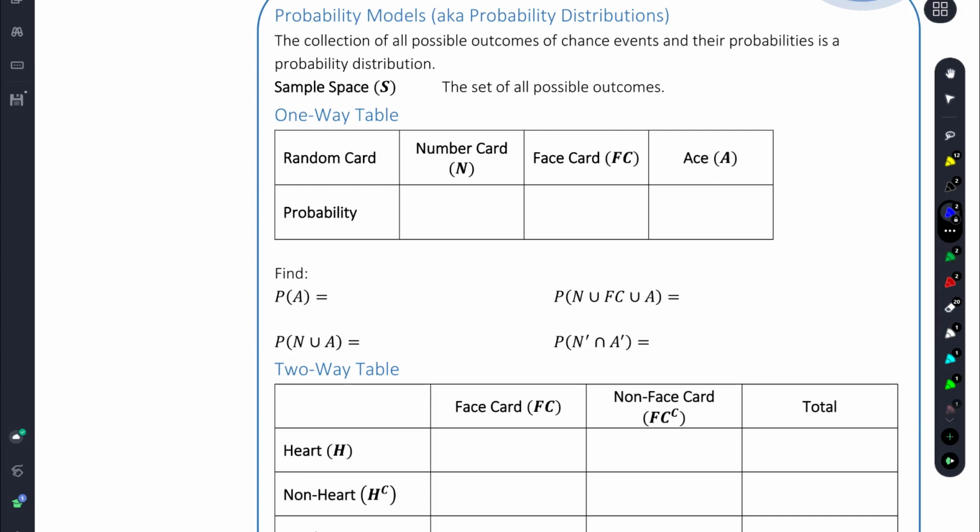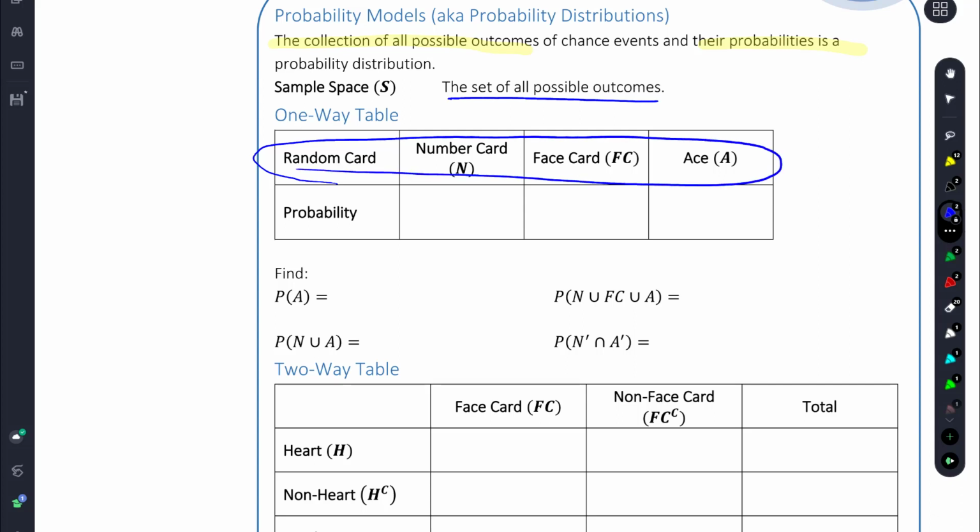This is usually how a probability scenario is going to be laid out in front of you in a statistics problem. So a probability model is very simply the collection of all possible outcomes of chance events and their probabilities. That's what we call a probability model or a probability distribution. The sample space shows us the set of all possible outcomes. So this is our sample space, the way that we have defined it, of drawing some kind of random card. That card can be either a number card, it can be a face card, or it can be an ace. There's no other possible way that that can happen.